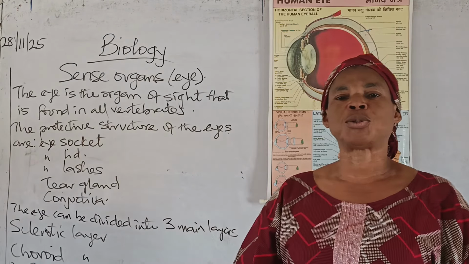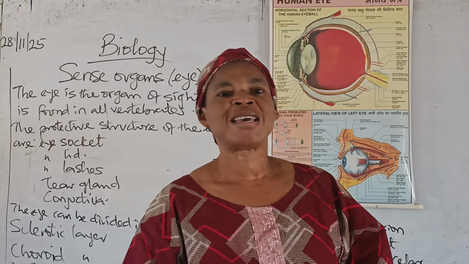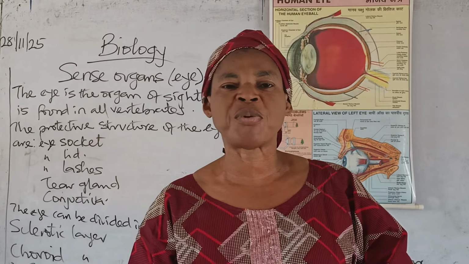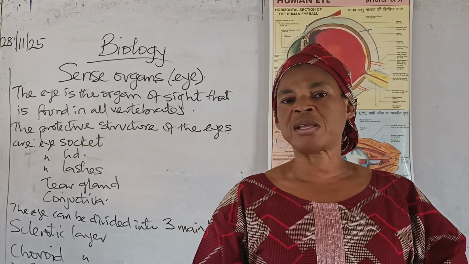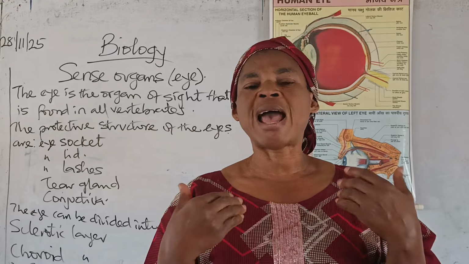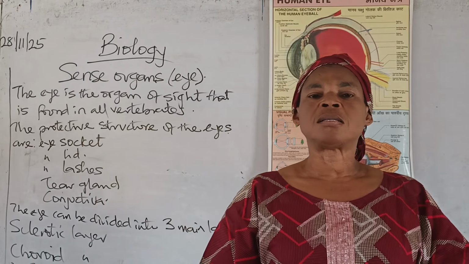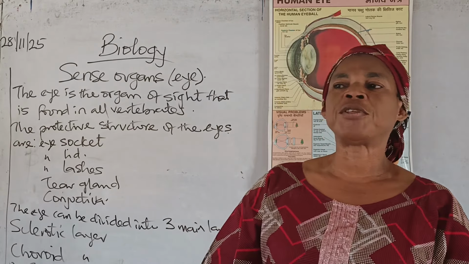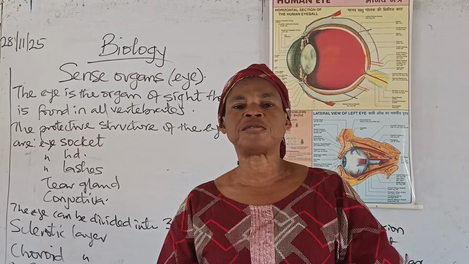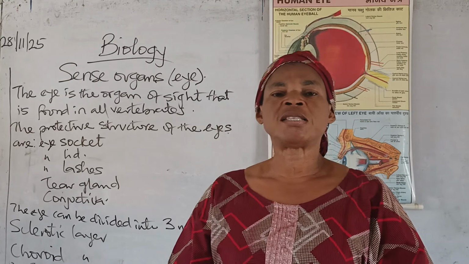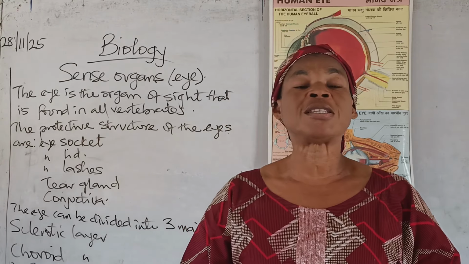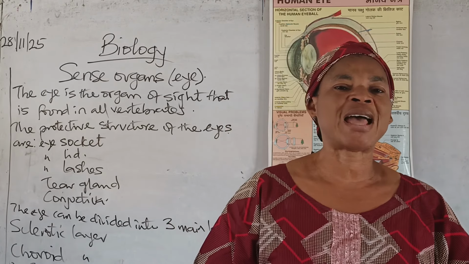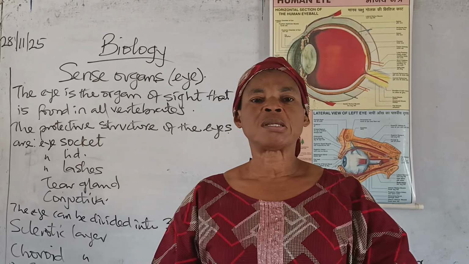And then the cornea also, what the cornea does is that it helps to refract light inside the eye, and it is also transparent, so that it allows light to be able to enter the eye. And at the back of the sclerotic layer, we have the optic nerves. The main function of the optic nerves is that it helps to transmit impulses to the brain and also from the brain.